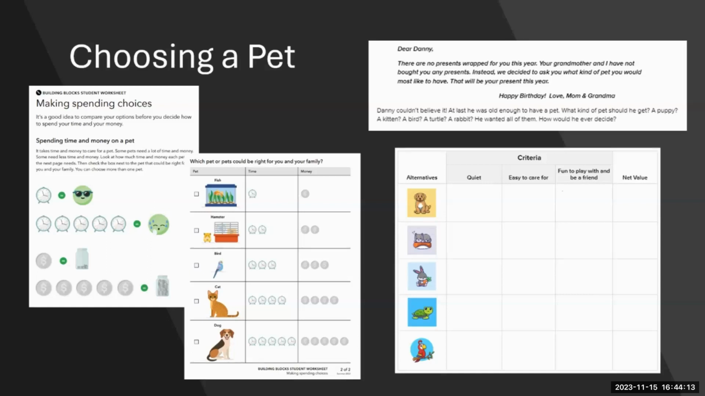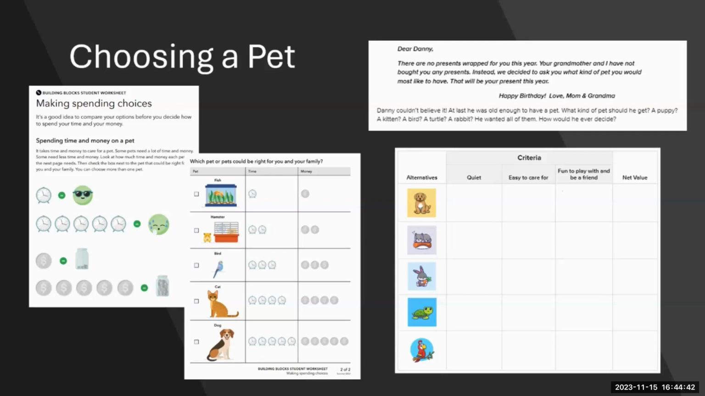So as students look at this criteria, how much can you play with a bird? I honestly don't know. I've never had birds. If anyone has had a bird, please feel free to share in the chat how much you can actually interact with them. But I think giving students these criteria. Oh, Milady's had a bird. Oh, they're great. Awesome. Sorry.